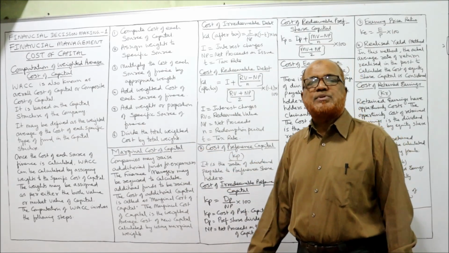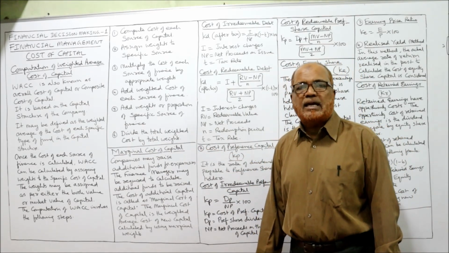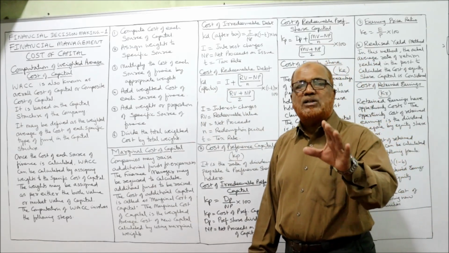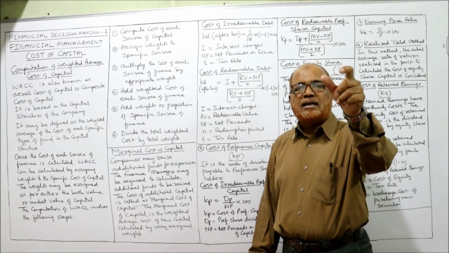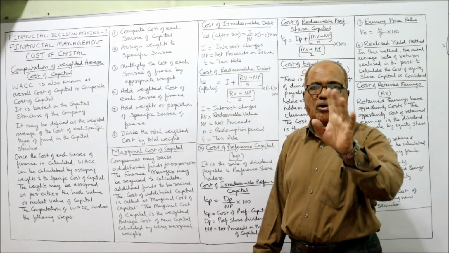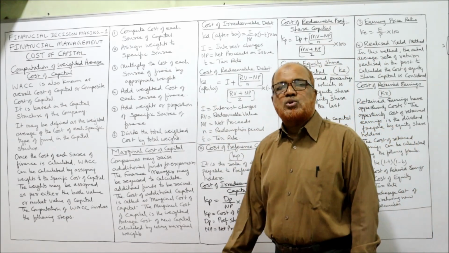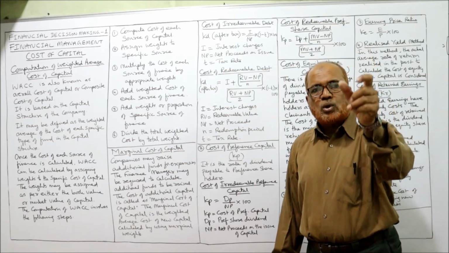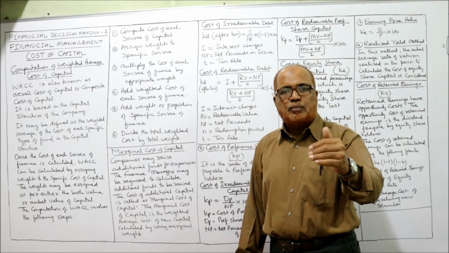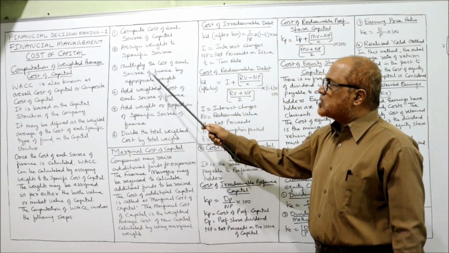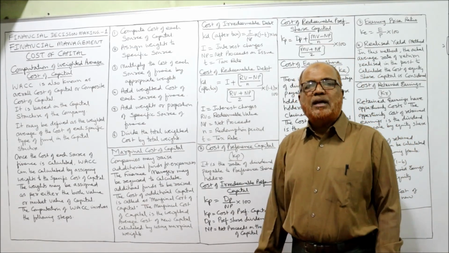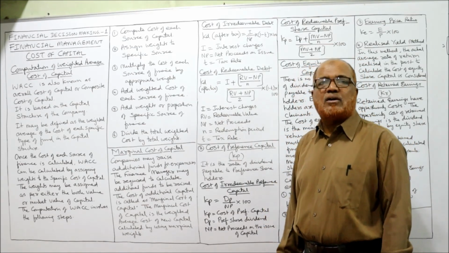There are 6 steps we have to apply to calculate the WACC, weighted average cost of capital. First of all, compute the specific cost of each source of funds. Calculate KD, KP, KE, KR. Specific cost for every source you have to calculate first. Second, assign weights to the specific cost. For each source of fund, assign the weight, how much weight we are getting: 0.4, 0.2, 0.3, like that. Then multiply each source of funds by its specific cost.